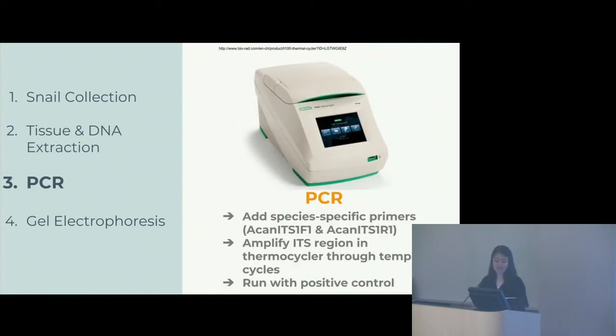Okay, so next I added species-specific primers that were specific to the ITS1 region of the parasite DNA. I also added other ingredients and put everything into a thermocycler for PCR, which uses temperature cycles to amplify DNA using DNA replication, basically giving it all the ingredients to replicate itself. And I was also running this with the positive controls that I extracted earlier.